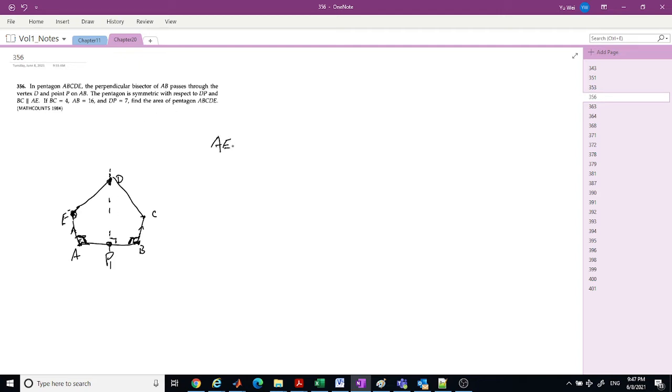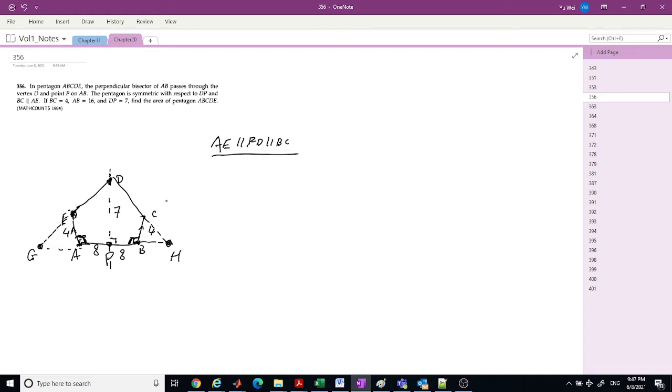So we know we have AE parallel to PD and parallel to BC. Then BC is 4, right? By symmetry, this is also 4. And AB is 8, right? And DP is 7. So we can try to extend this one a little bit, right? Because it's easy to find the pentagon area, it's easy to solve in the triangles. Okay, let's see. This point is G, and this point is H.